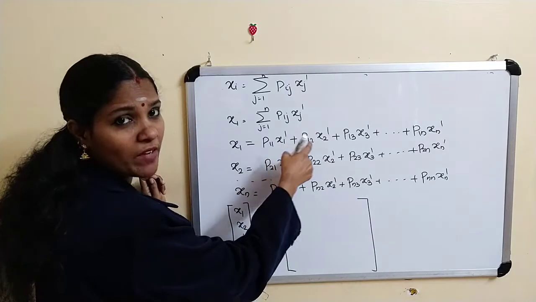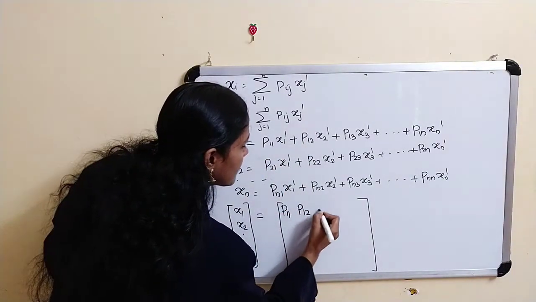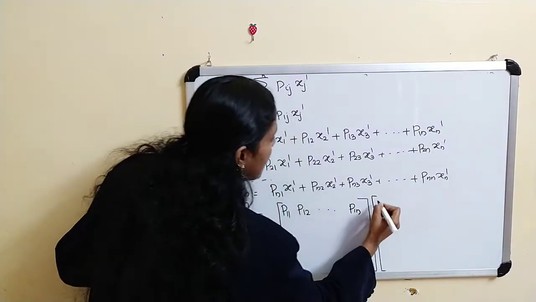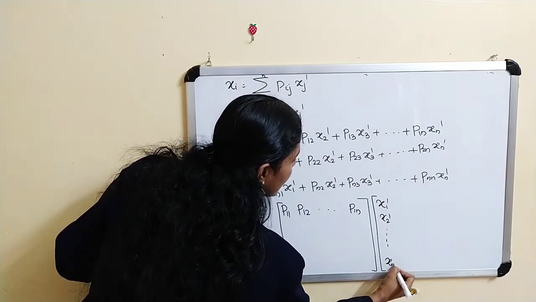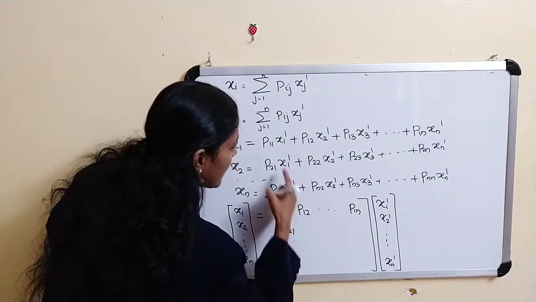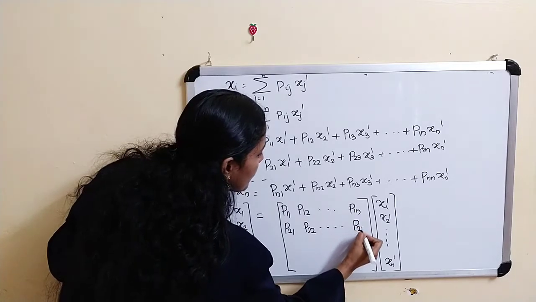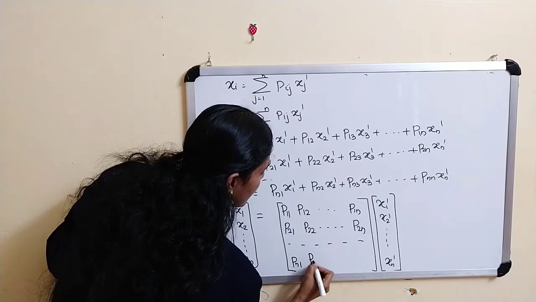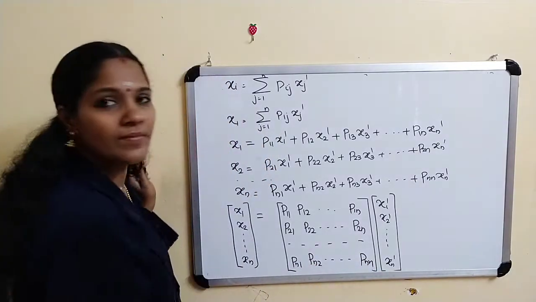p11, p12, etc., p1n, and if you mark this as x1 dash, x2 dash, etc., xn dash. Okay, and this is p21, second row is p21, p22, etc., p2n, etc. pn1, pn2, etc., pnn.